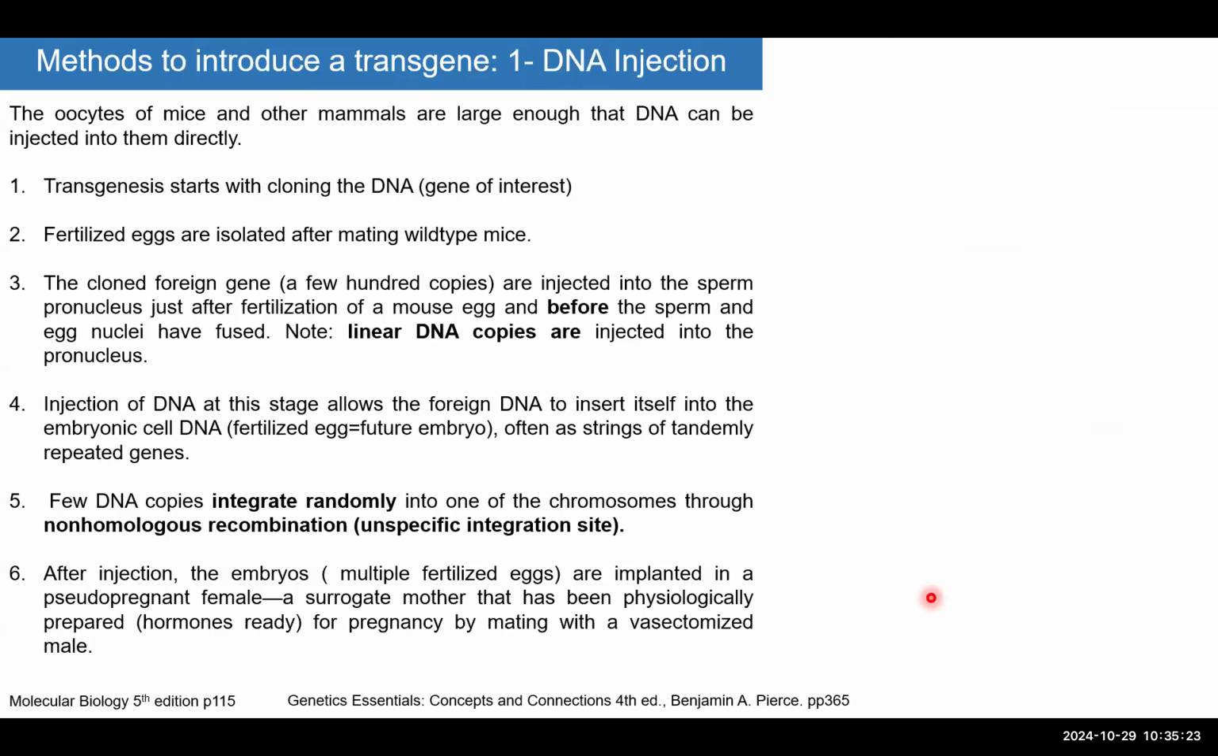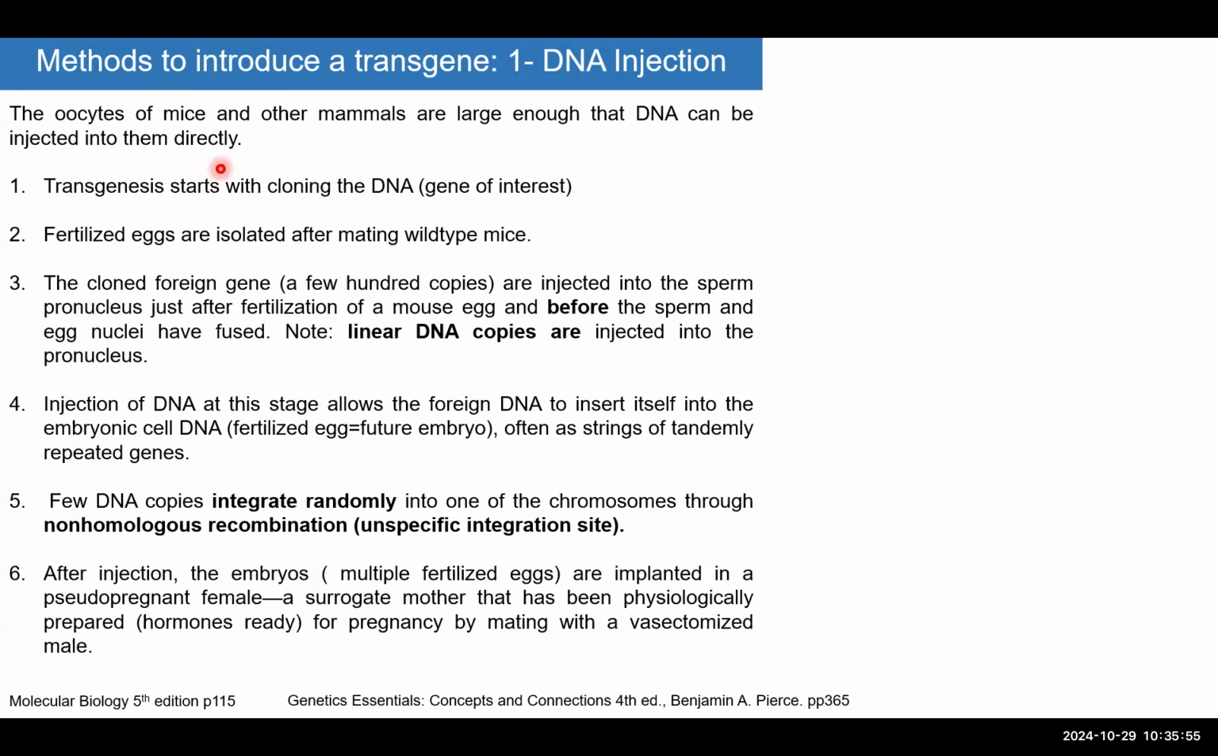So how does the procedure work? What are the steps? The oocytes of mice and other mammals are large enough that we can inject DNA directly into them. This is something that changed the history of transgenic animals, because if the oocytes were very sensitive to the injection process, we would not be able to generate transgenic animals this way.